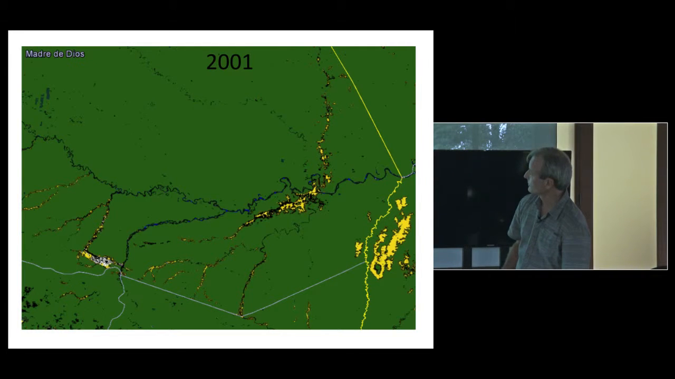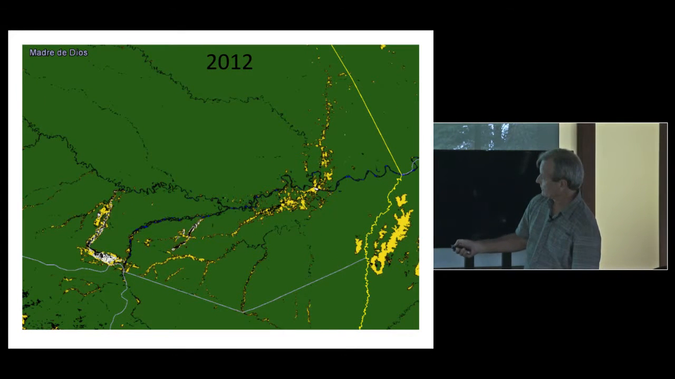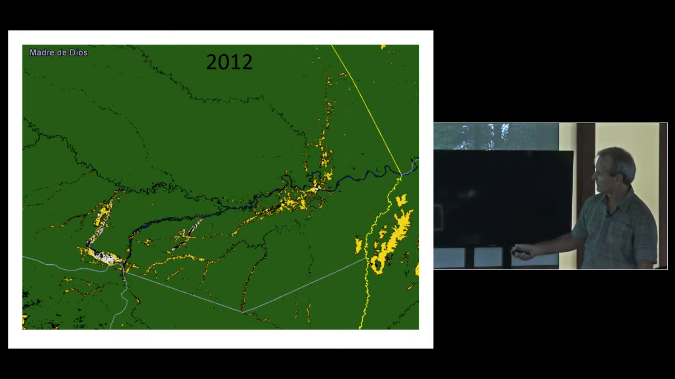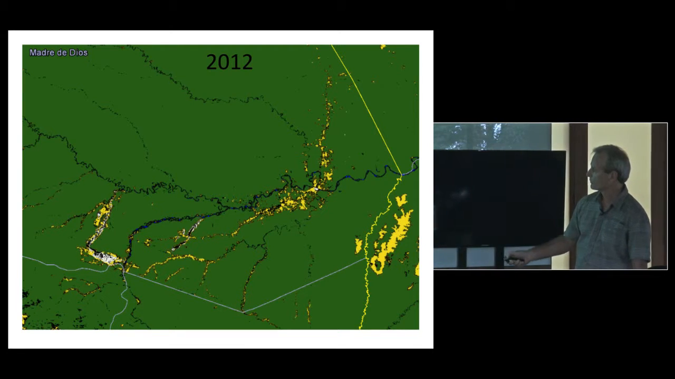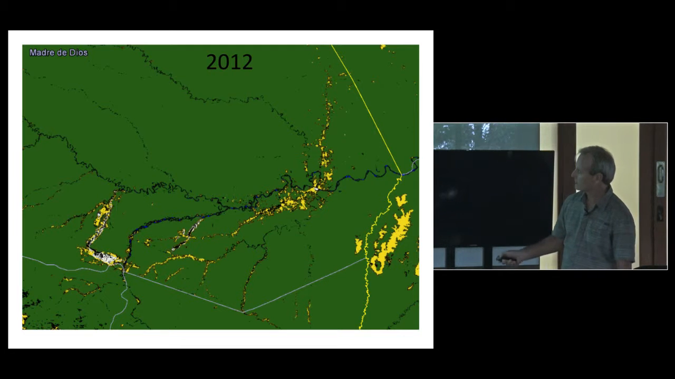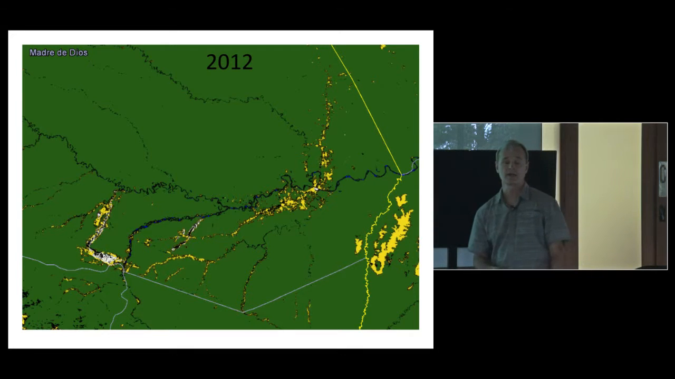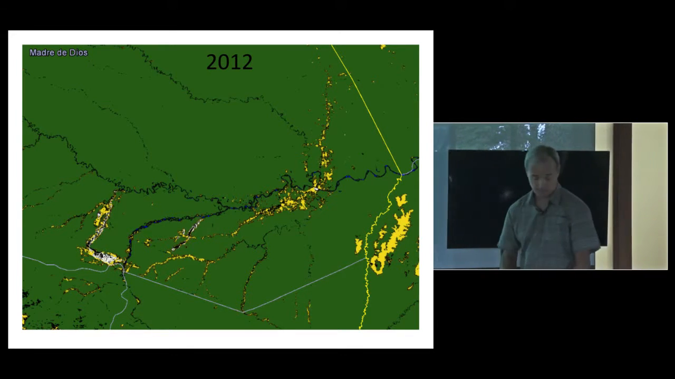Here I'm just going to show you the two extreme years. And one of the things that you can notice is that there's been some change along this highway, but the big change in this region has been gold mining. And you look in this area here, and you can see the expansion of gold mining in this region and in this area. This is the Tambopata National Reserve. This is the buffer zone, and you can see that the gold mining is entering into this area there.